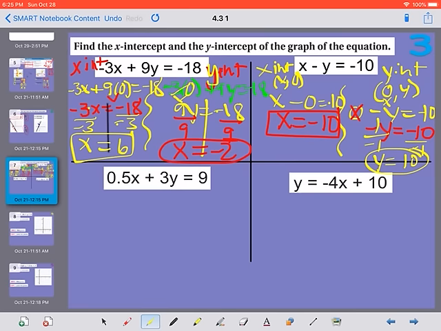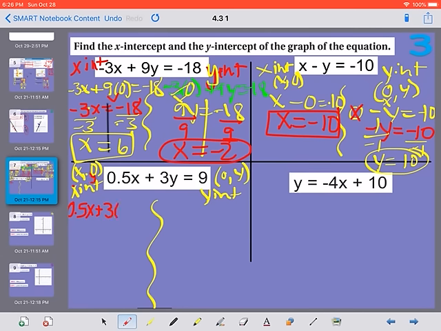Alright, same thing. We're going to solve this 2 times. First I'm going to find my x-intercept. Again, when we're finding our x-intercept, y is going to be 0. When we're finding our y-intercept, x is 0. That's where we're crossing the y-axis, and where we're crossing the x and the y-axis. So first we have 0.5 times x plus 3 times y, but y is really a 0, equal to 9.